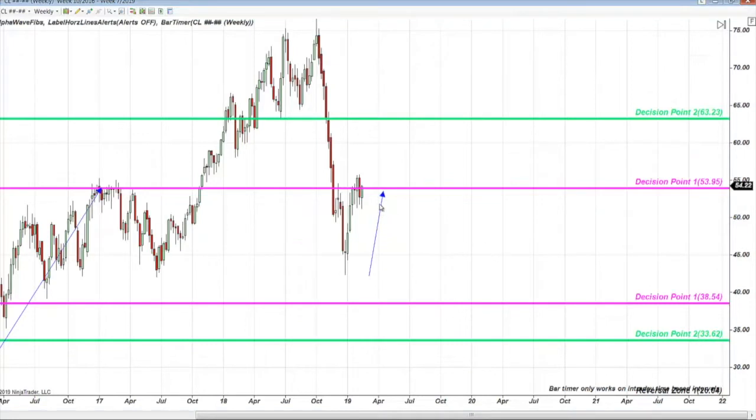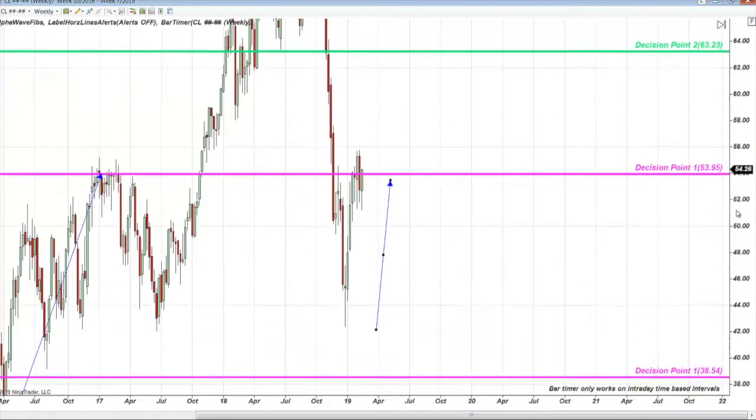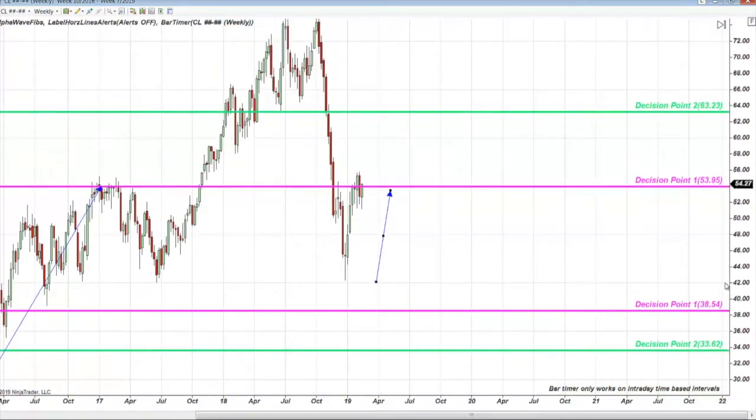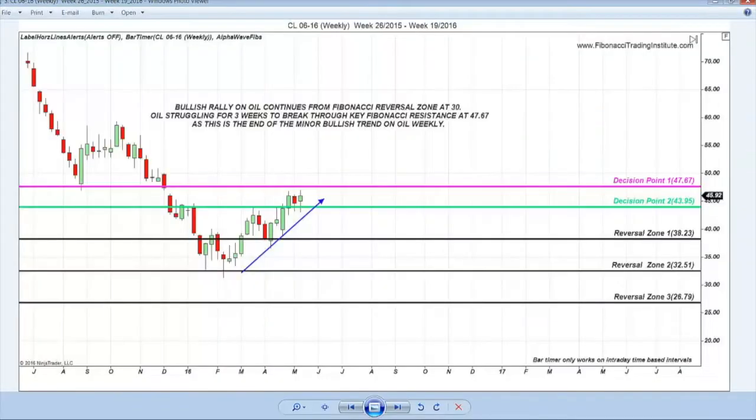What is the problem on oil now? Key Fibonacci resistance, 54 on weekly. Taking oil over a year to break through. 2017, key resistance now. 2016, drastically different number. Exact same strategy.